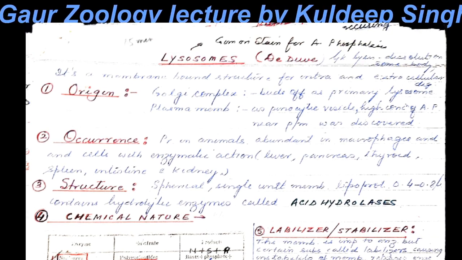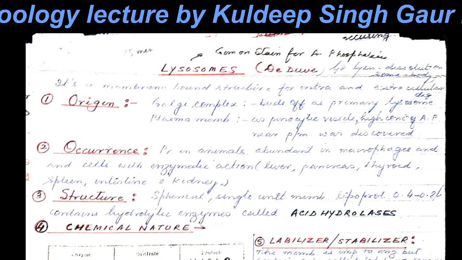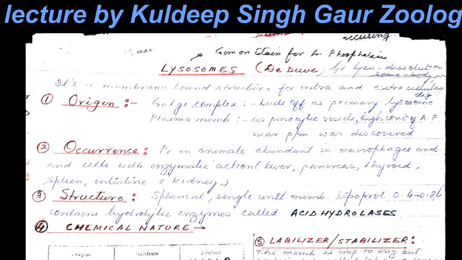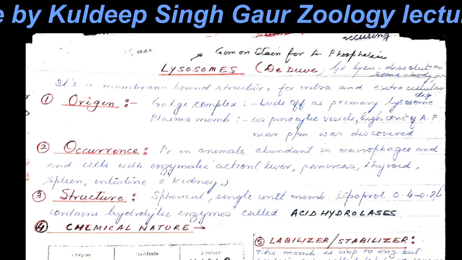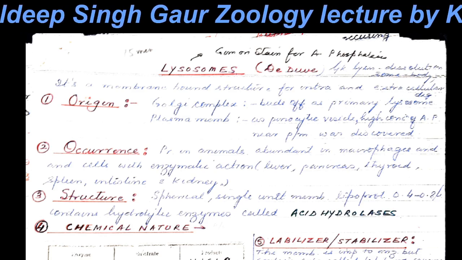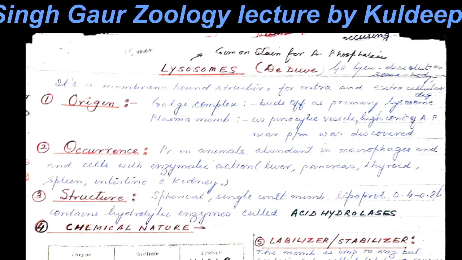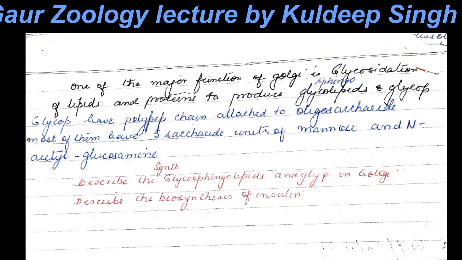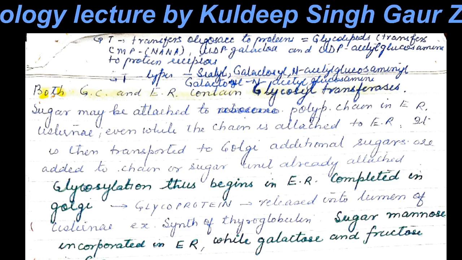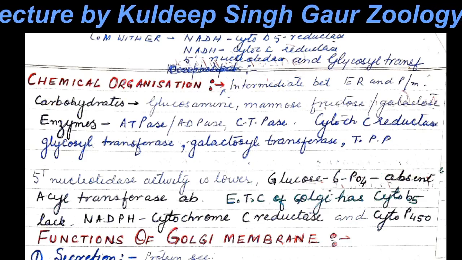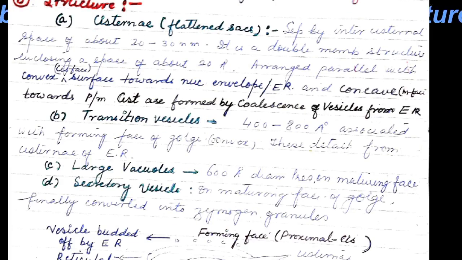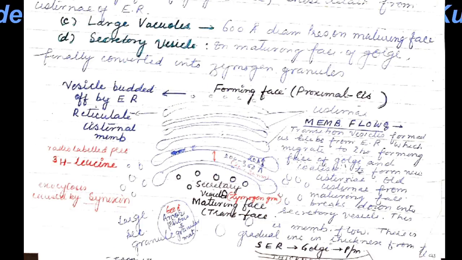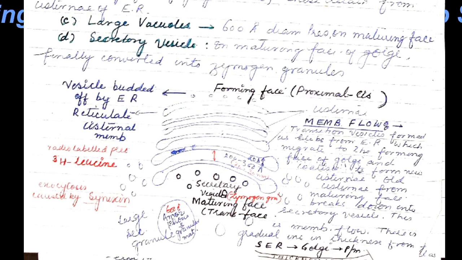Let us start with lysosome. Probably today we will not be able to complete lysosome, but let us begin with lysosome. If you could remember, let me take you back to that slide which showcases the structure of Golgi. Look at this. The upper portion is forming phase and the lowermost portion is maturing phase or trans phase.